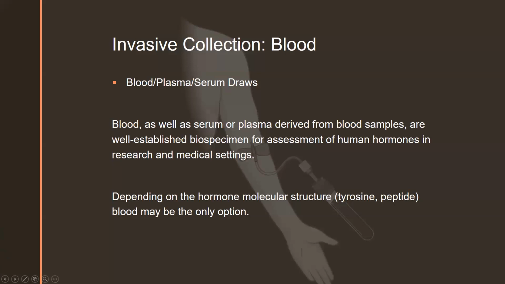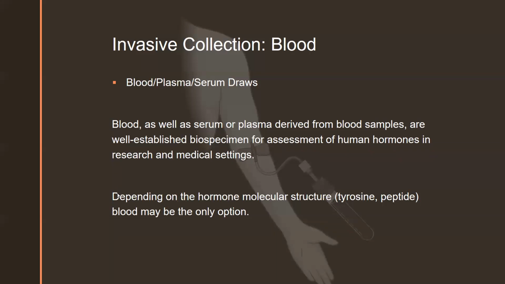Okay, so the first biospecimen that we are going to focus on today is blood, plasma, serum, and serum draws. Blood, as well as serum or plasma derived from blood samples, is a very well-established biospecimen for assessment of human hormones in research and medical settings. We've been using it for quite some time. Not a lot of things that are novel about it. It's a solid biospecimen if you're looking to look at certain biomarkers.